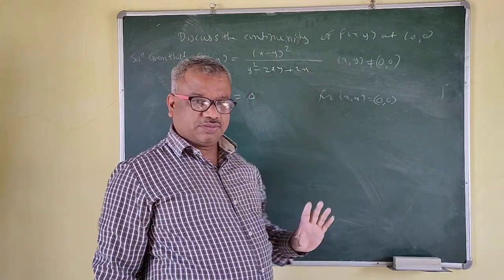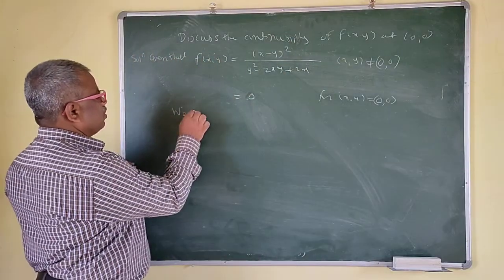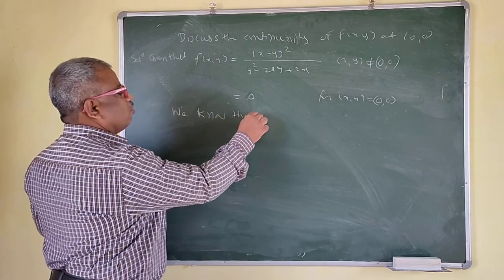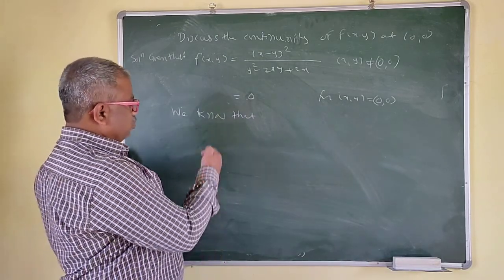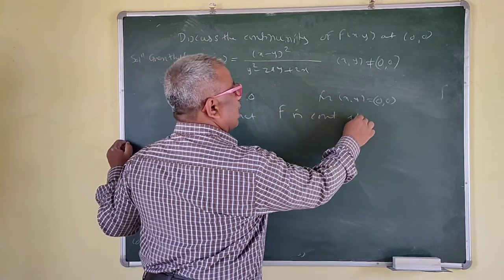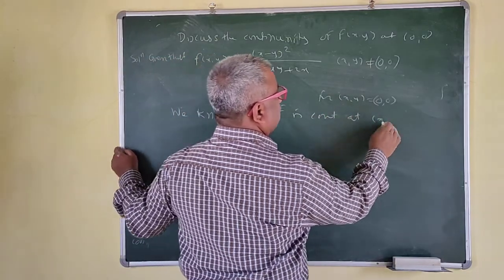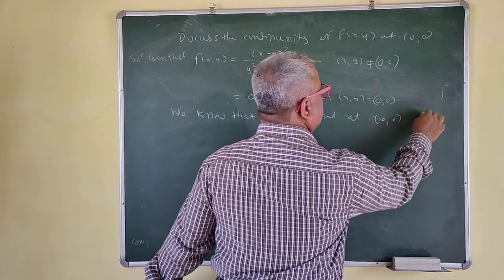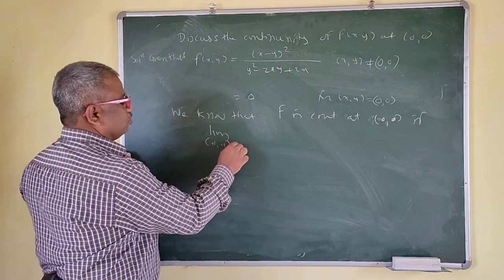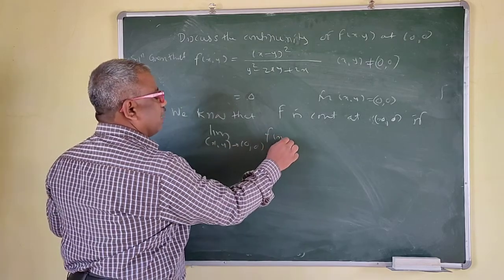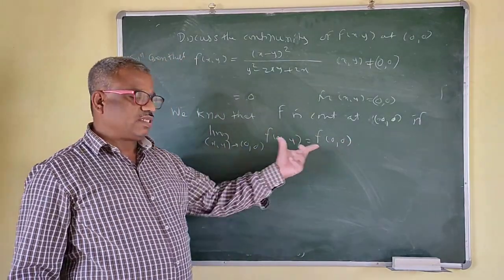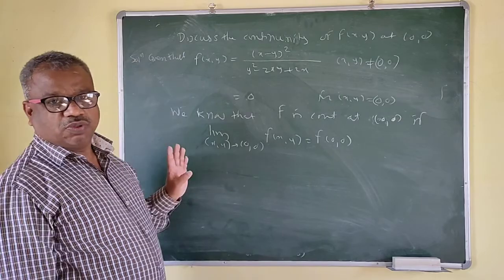So first we will write the definition. We know that, this is a very famous phrase in mathematics. Even if you don't know, you can write that. We know that f is continuous at (0, 0) if, just write the definition, if the limit as (x, y) tends to (0, 0) of f of xy is equal to f of (0, 0). If these two sides are the same, then your function will be continuous.